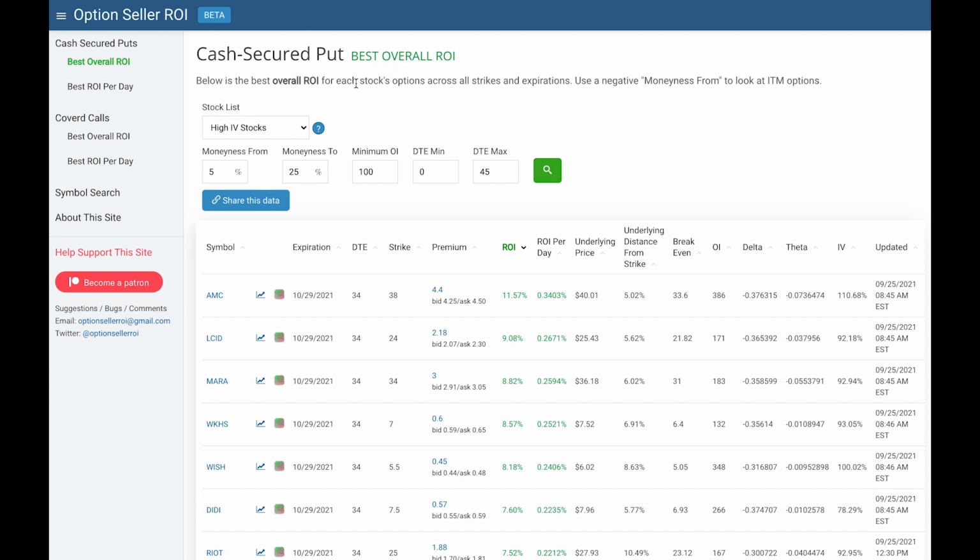Now you can look at three different stock lists. Right now it's defaulted to high IV stocks, which is similar to what barchart.com was offering. But the reason I like this site better is that you've got a lot more flexibility, and it's tuned into what we'd be looking at as option sellers for the wheel strategy. We can also look at Wall Street Bets most mentioned. If you're into the meme stocks usually mentioned on the subreddit Wall Street Bets, this list is for you. And I also really like this option down here, which is a custom list.